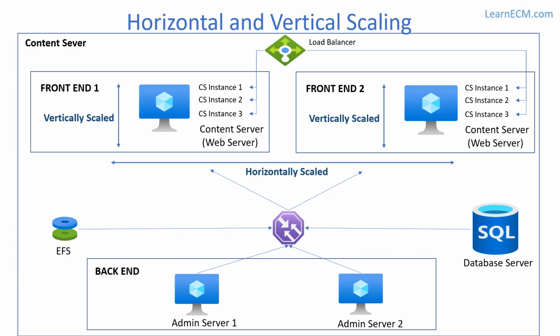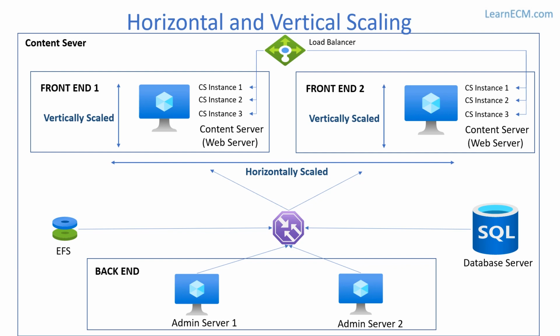What we can do is have multiple instances of content server on a single machine, and then have multiple such machines. So let's say we have 3 instances installed on one front-end VM, and then we have 3 more instances installed on a second VM, and both of them are connected to a load balancer. So here we have both horizontal as well as vertical scaling.